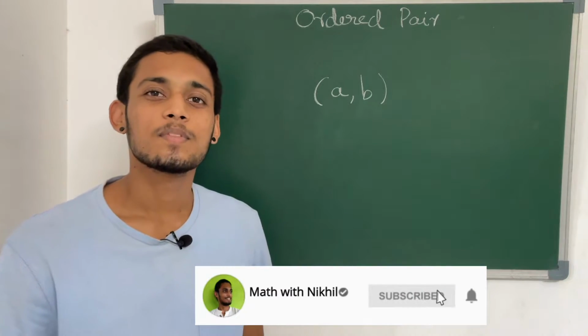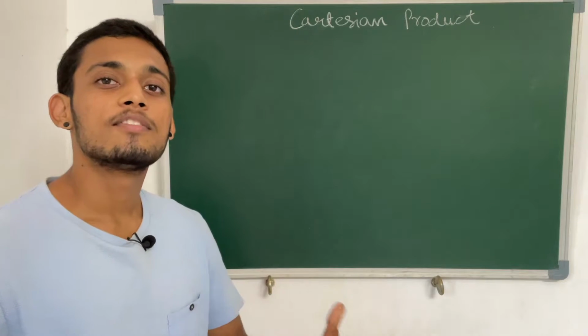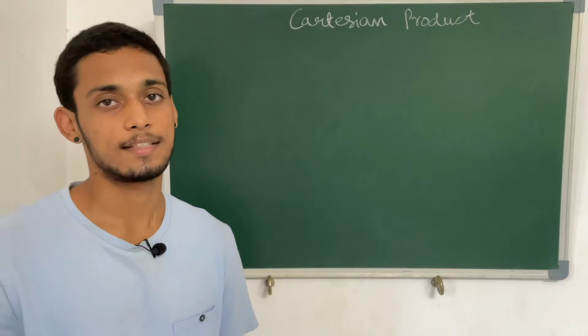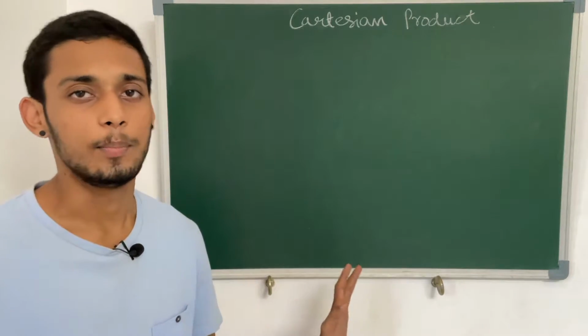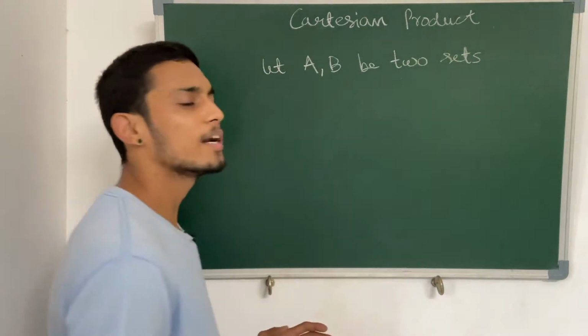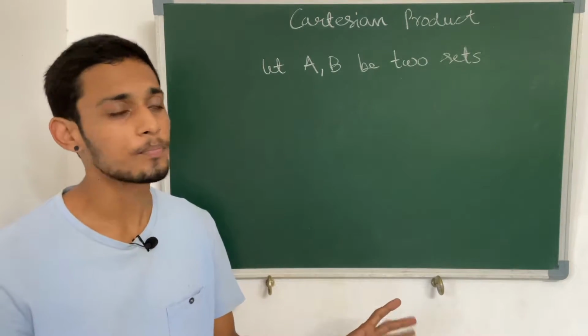Hello friends, welcome back. So now we are going to proceed a bit further and see what is the meaning of Cartesian product of two sets. So let us take any two sets A and B. So A and B are two sets and they have a certain number of elements, doesn't matter how many.